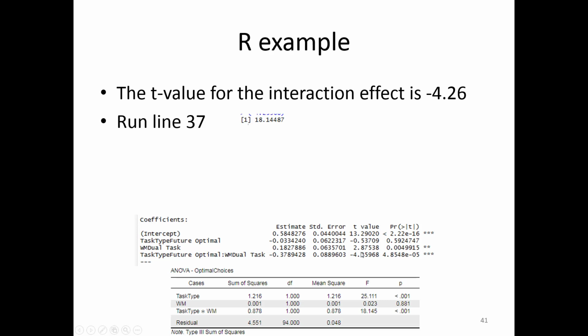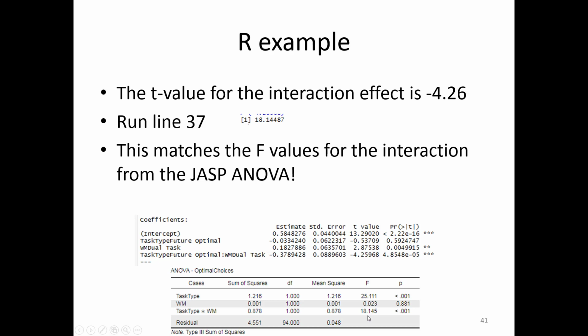So go ahead and run line 37. Okay, so this line I just typed out negative 4.25968 squared. And then that comes out to 18.144. So if we look down here, this matches the F value for the interaction from JASP ANOVA. So for the interaction effect, R gives us the same F value, that is equal to t squared. Okay, and then the same p-value as well.